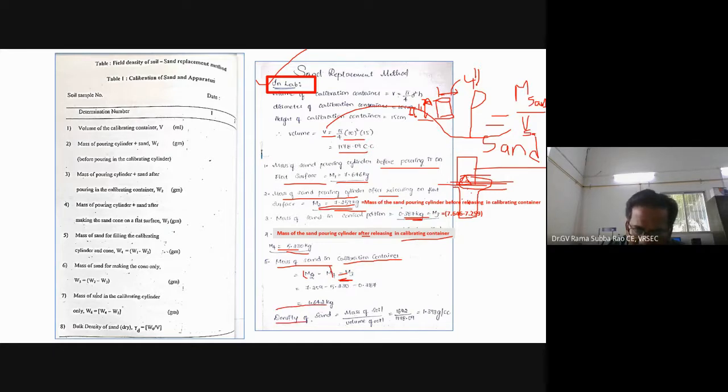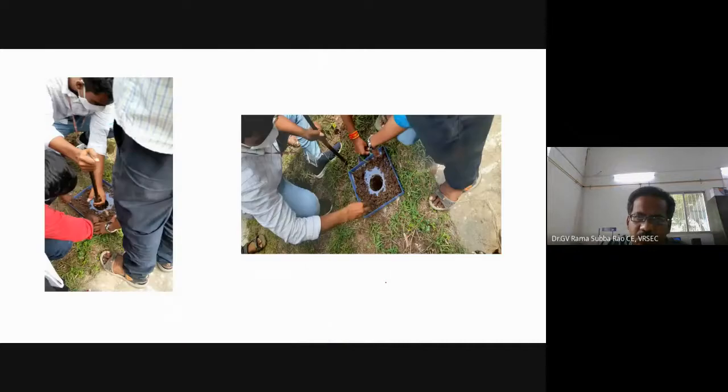Now density of sand is equal to mass of the sand by volume of the sand. Here you see, the mass of the sand is with me, 1.642 kg, that I can write as 1642 gram. The volume of the calibrating container is with me now: 1178.09. So now I am getting the density of sand as 1.393 gram per cc. Now let us proceed.